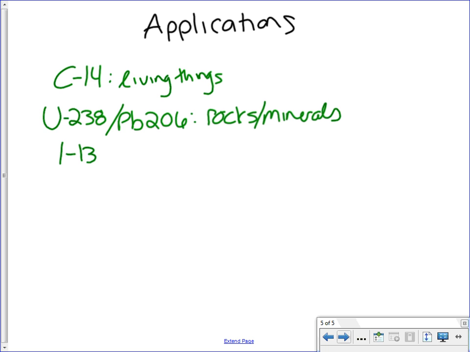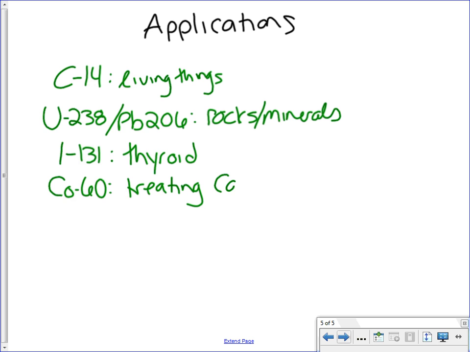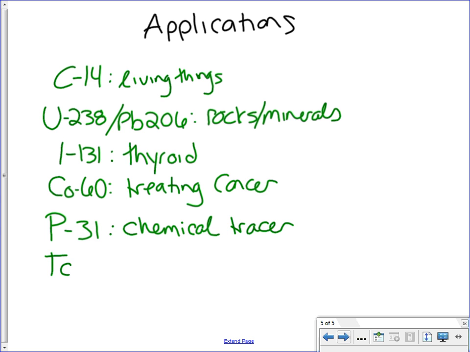Iodine 131, super common. That's for thyroid. Cobalt 60 is for treating cancer. Okay? Cobalt 60 is what they do for radiation therapy, what they use. Phosphorus 31 is a chemical tracer. And technetium 99 is used for scans or medical scans.